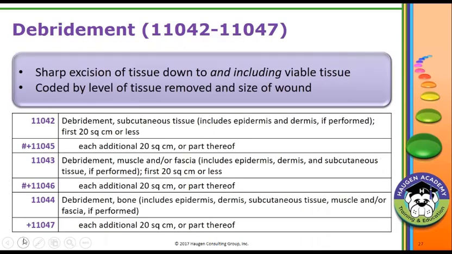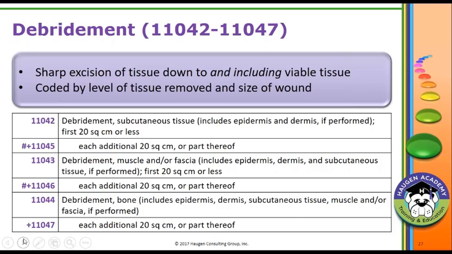Let's focus first on the code from the integumentary system for debridement. This is a sharp excision of tissue down to and including viable tissue. And they're really looking at taking those margins. This is a procedure that is typically done in the OR under anesthesia by a physician. And you're going to code by the level of tissue removed as well as the size of the wound. And you see the codes with their specific code descriptions listed out on this slide.